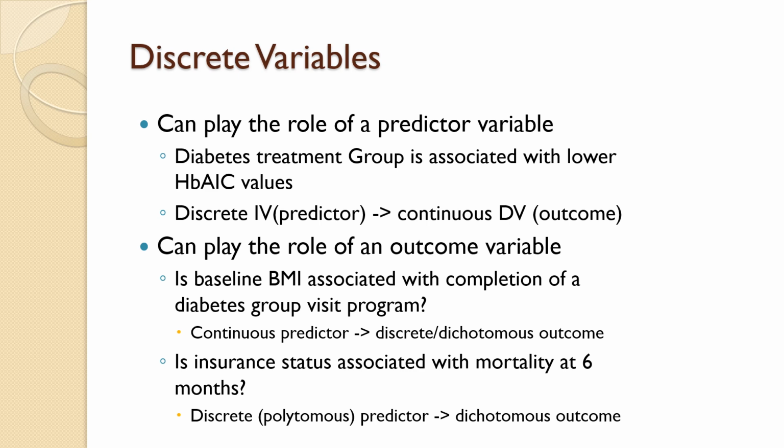But before we leave discrete, let's think about the kinds of roles that variables can play. Discrete variables can be a predictor variable. A quick example is a treatment group being associated with lower values on some outcome. Discrete variables can also be an outcome variable. If you think about trying to predict program completion on the basis of some continuous measure of BMI, then we're using a continuous predictor variable and a discrete or dichotomous outcome. Did they complete or not?